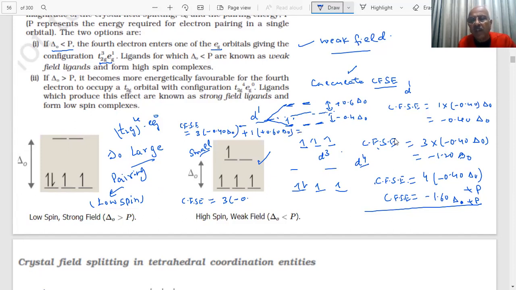There is no pairing energy involved. So what does it come to? This is minus 1.20, and this is plus 0.60. That comes to be minus 0.60 del 0 for this case.